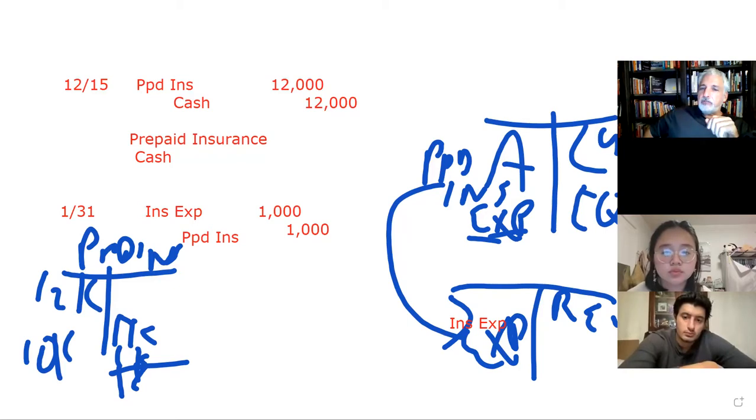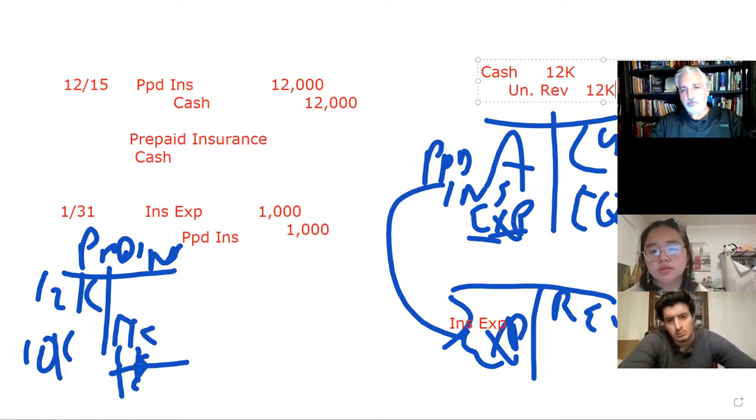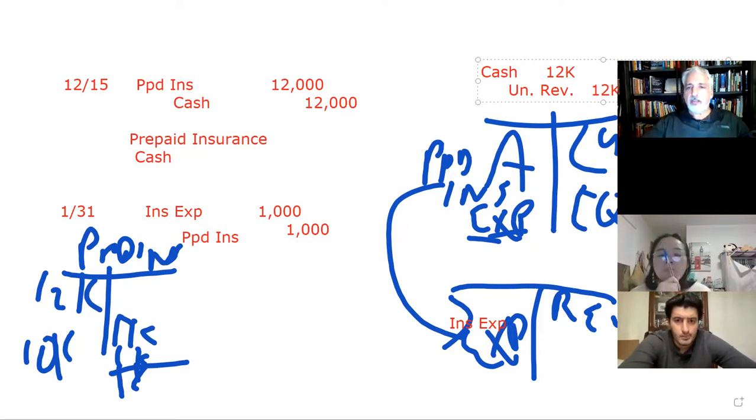The same thing with unearned revenue. The insurance company has the opposite problem. They have cash that they received of 12 grand. Here's the insurance company, cash of 12,000, and they have unearned revenue of 12,000. And they're going to do the opposite. They're going to take unearned revenue, debit the unearned revenue for 1,000 and credit insurance revenue 1,000 in January, February, March, April, right on down the line.